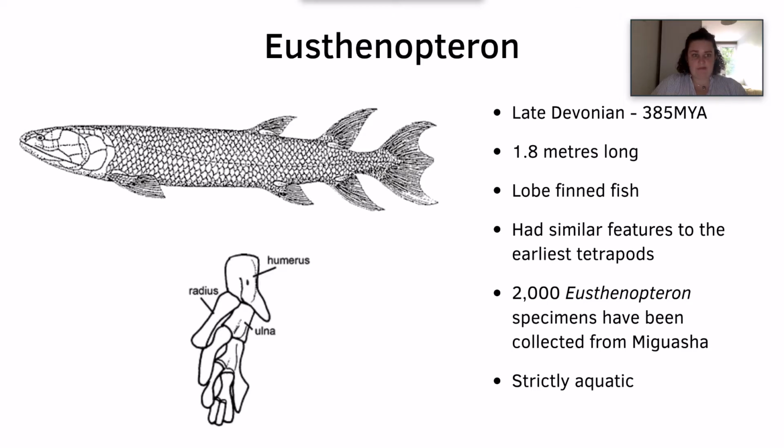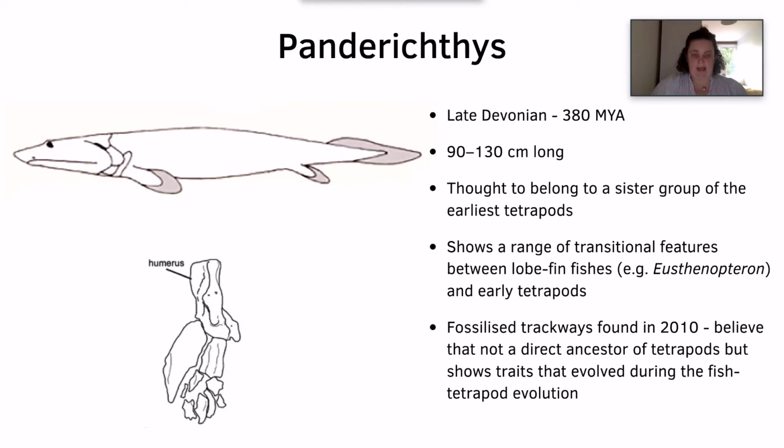Next we move on to Panderichthys, which was found in late Devonian rocks of Latvia, and they're dated to around 380 million years ago. The overall size of specimens is around 90 to 130 centimeters long, and it's thought to be the sister group of the earliest tetrapods, because it shows a range of transitional features between lobe-finned fishes, e.g. Eusthenopteron, as well as early tetrapods. It had an elongate snout with a flattened skull, as well as eyes on top of its head.